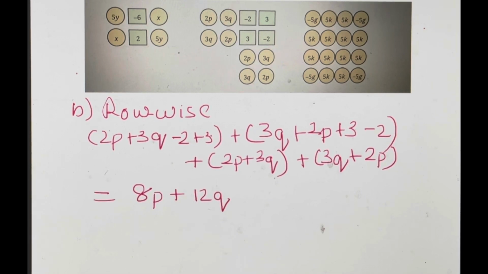And 3 minus 2 is 1. Here also 3 minus 2 is 1. So 1 plus 1 is 2. Nowhere else are there numbers. So we are adding the like terms and we get 8p plus 12q plus 2. Now let us add them with the like terms first. The second way of doing it.